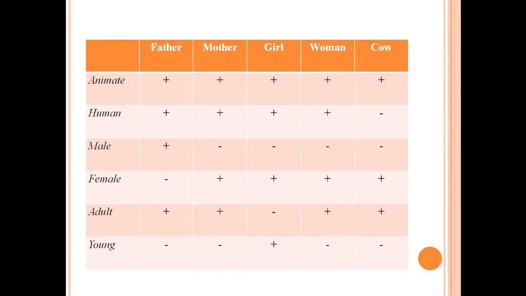Okay, now we will look at the semantic property of male. এর মধ্যে কোনটা কোনটা male আর কোনটা কোনটা male না, we will use plus and minus sign. So father plus, mother minus, girl minus, woman minus, cow minus. কাউর ক্ষেত্রে মাইনাস দেওয়ার কারণ কি?